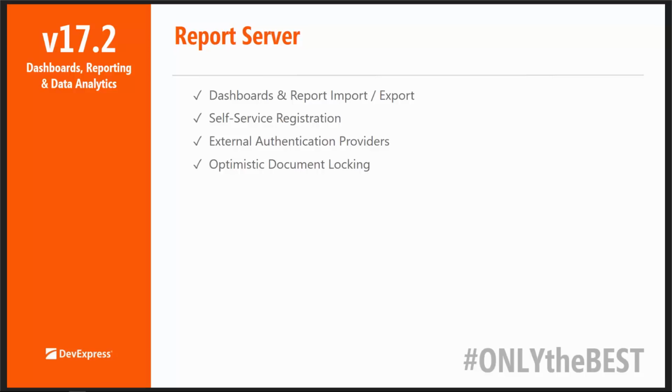On authentication, we've added support for some more external providers. We are now supporting OpenID Connect and the WS Federation protocols. So think of it in terms of you can now use Identity Server or MS Azure Active Directory to provide authentication methods to access Report Server. And finally, we've introduced optimistic document locking, which means that you no longer have to concern yourself over manually locking and unlocking any documents when you want exclusive access.